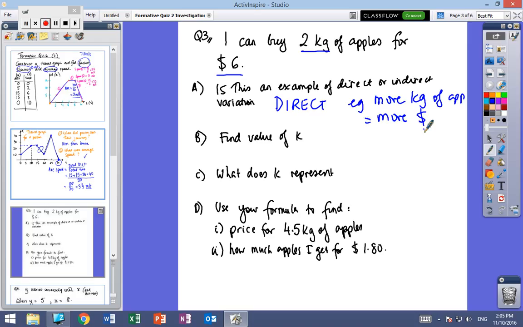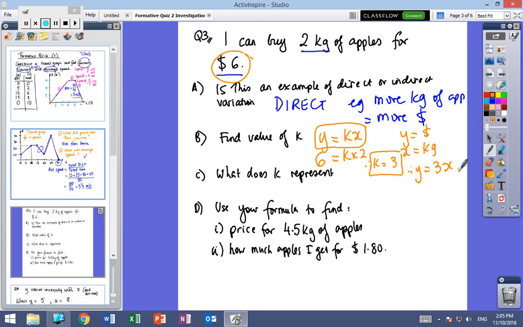Okay. So first thing we do is we start off with the formula for direct, y equals kx. Let's put the money out in front, so we'll have y equals money and x equals the kilos. So we've got 6 equals k times 2, so k equals 3. Okay, so that's our formula. Therefore y equals 3x. And what does k represent? Well, k is the price of 1 kilo of apples. That's the rate.